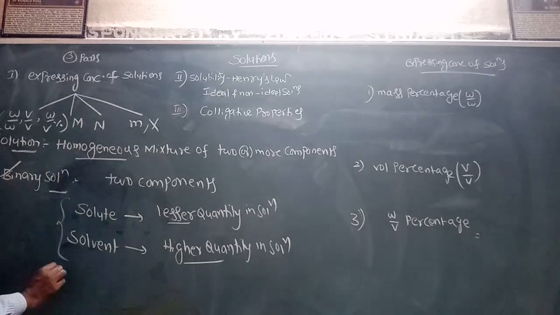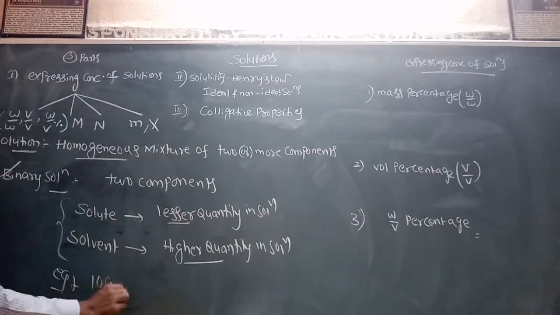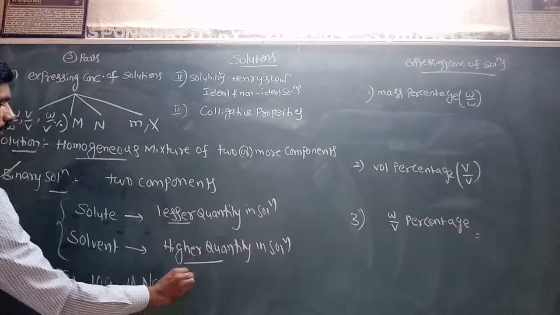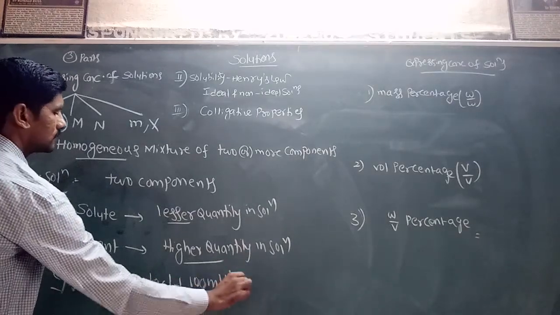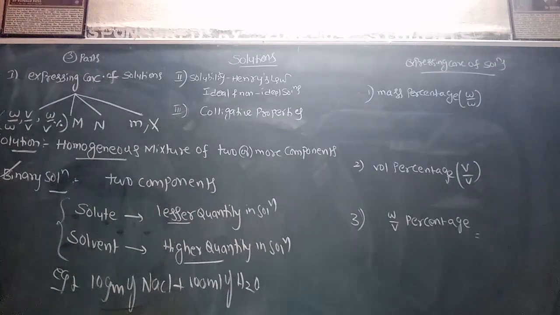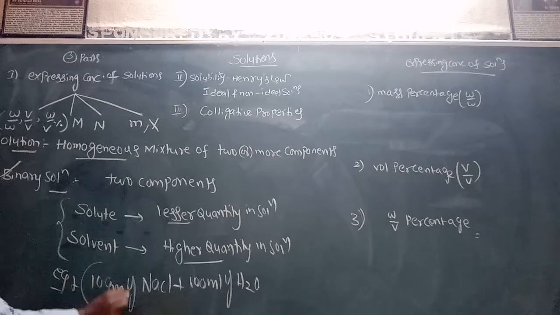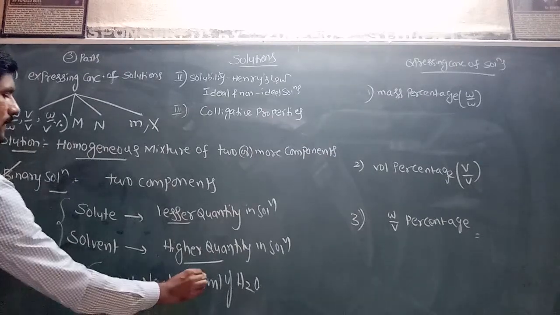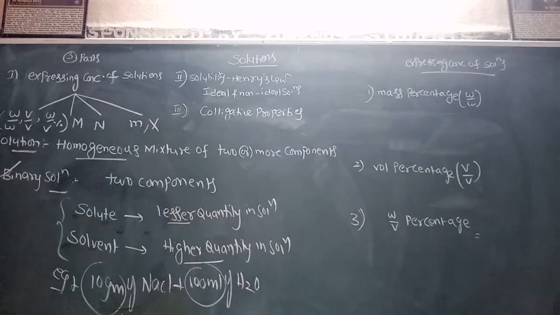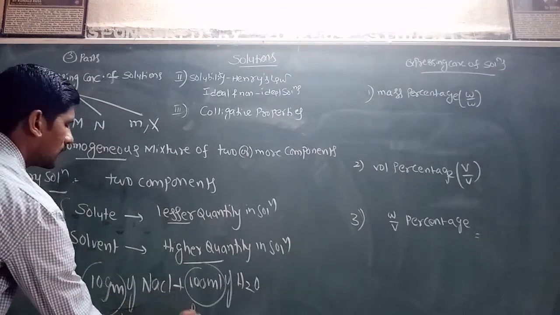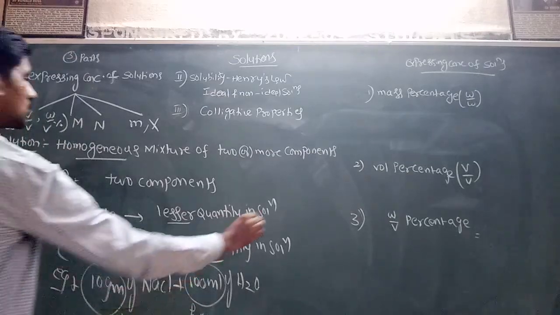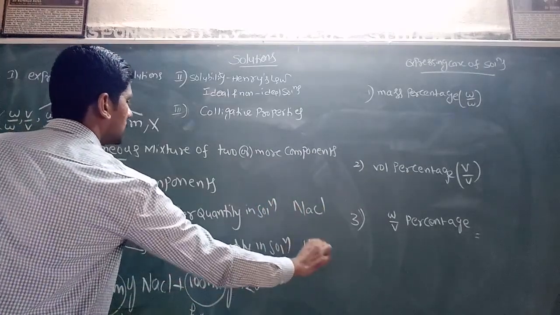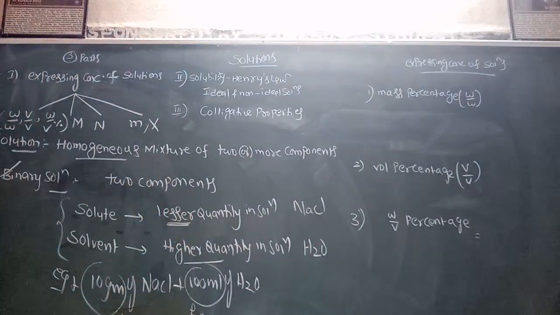For example, 10 gram of sodium chloride is dissolved in 100 ml of water. In this binary solution, sodium chloride is present in 10 grams, which is the lesser quantity. The volume of water is 100 ml, which is present in higher quantity. Therefore, the solute is sodium chloride and the solvent is water: lesser quantity sodium chloride, higher quantity water, that is the solvent.